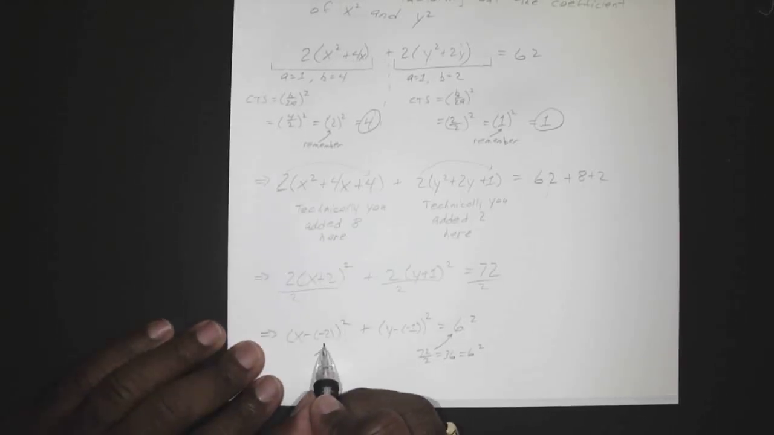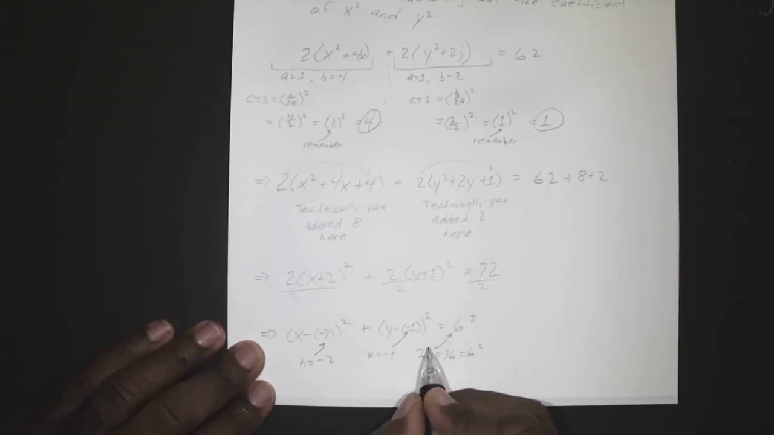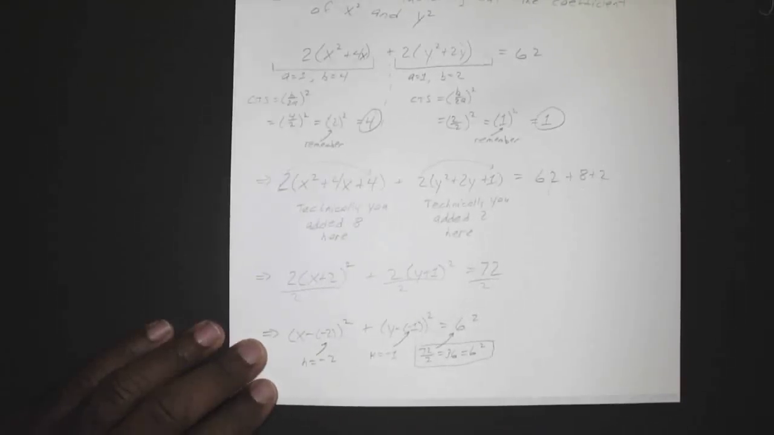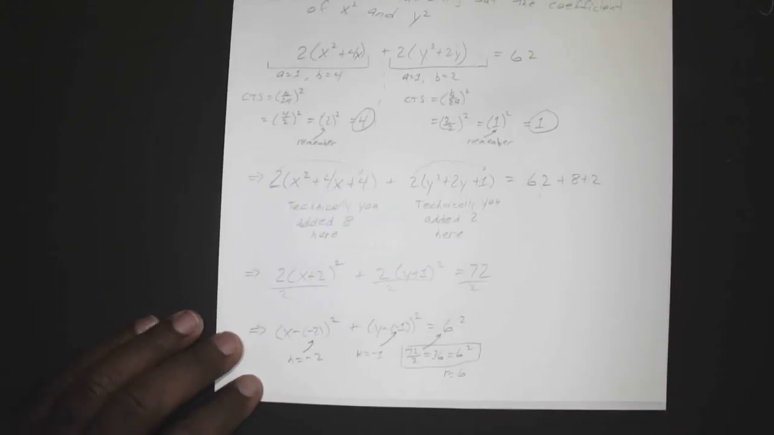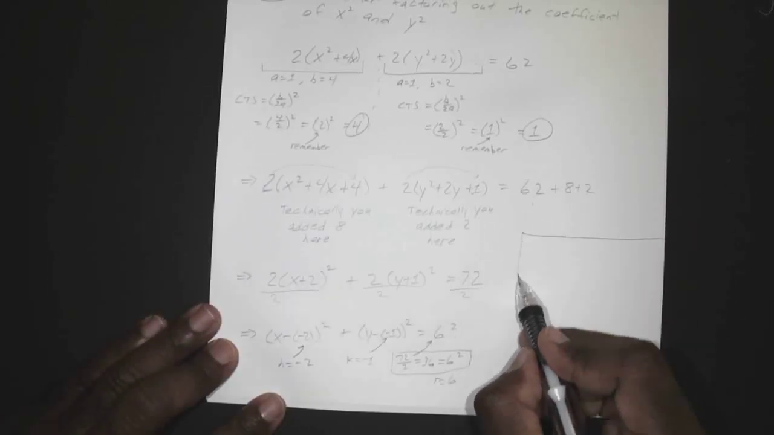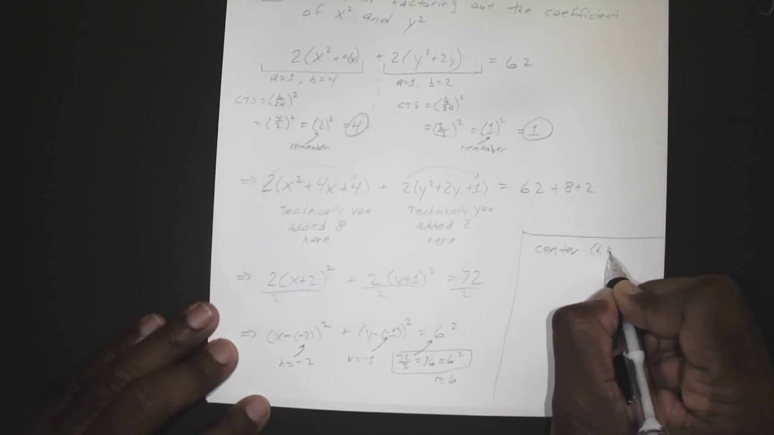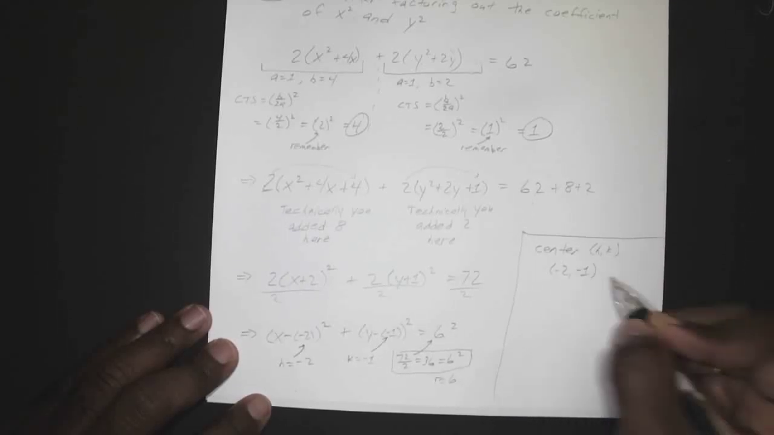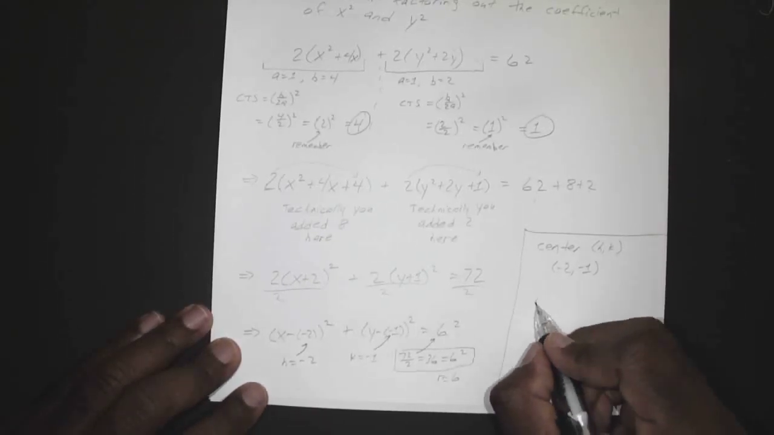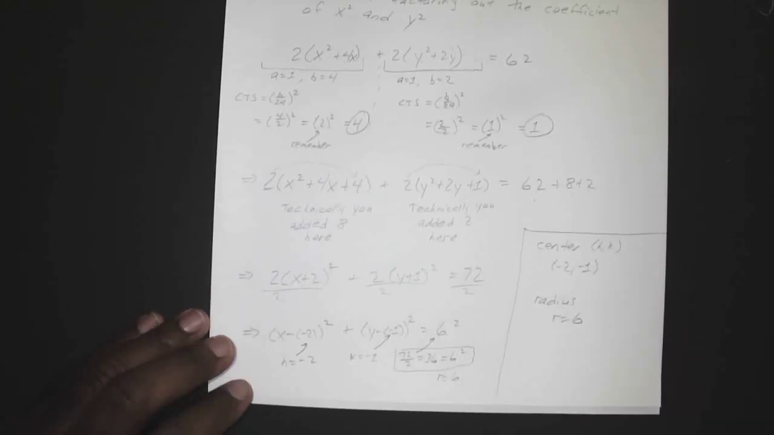All right, so we know our h is equal to negative 2, our k is equal to negative 1, and our r is equal to 6. So our center is (h, k), which is negative 2, negative 1. And our radius is 6.